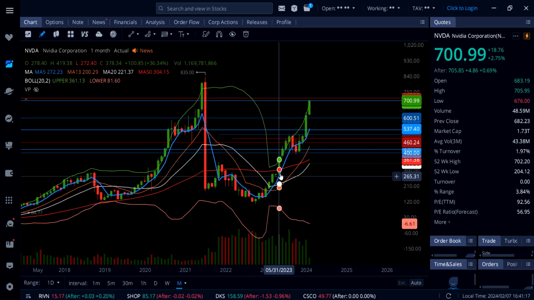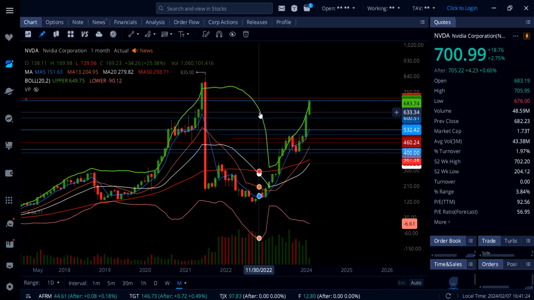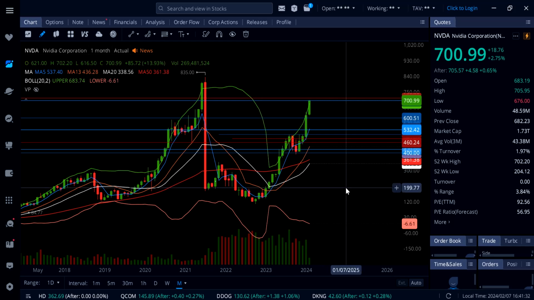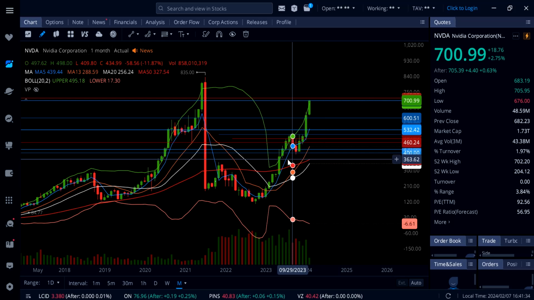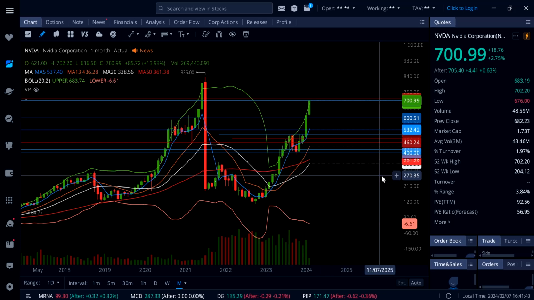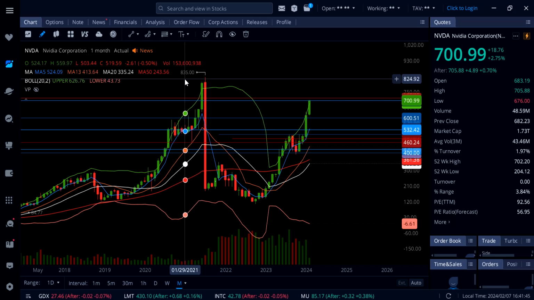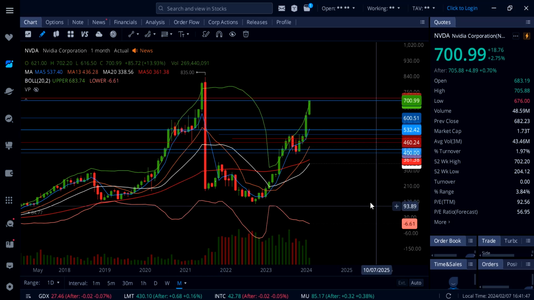Just going straight up. Look at these candles right here, green candles going straight up, and look at this monthly Bollinger Band sitting at 683, and that stock itself trading at 706 monthly. 5-month moving average right here, sitting at 532, and the stock itself nowhere near it. It's trading at 706. So it's almost catching up to this high before the split, 835, and that is just insane.